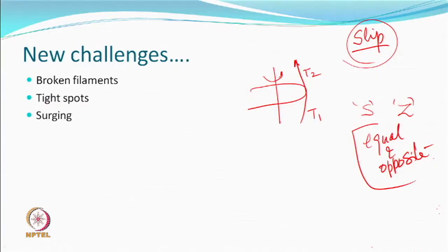Another term which people had not heard before is known as surging. This is a real problem of friction texturing. And what does it mean? This is defined as periodic variation in twist and tension, periodic.